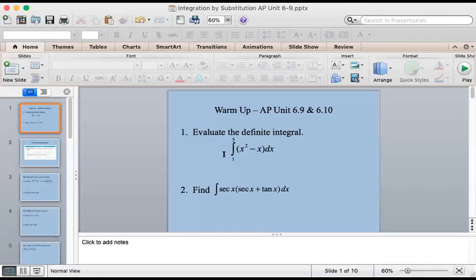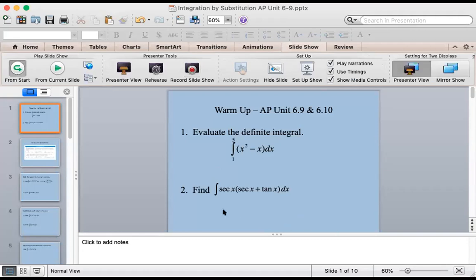Hi, Calc students. We're going to continue our work with integration by substitution, or u-substitution, and we're going to look at some other integration techniques. So I'm going to share a presentation with you. I believe the first slide is a warm-up, so you might want to grab a piece of paper and a pencil and try the warm-up before we get started on the presentation itself.